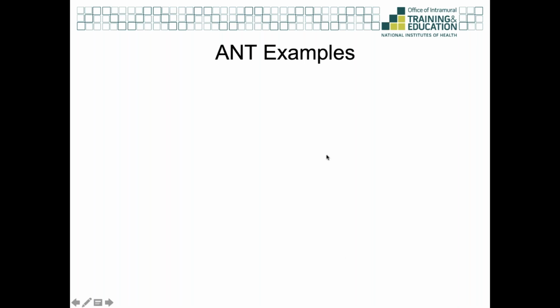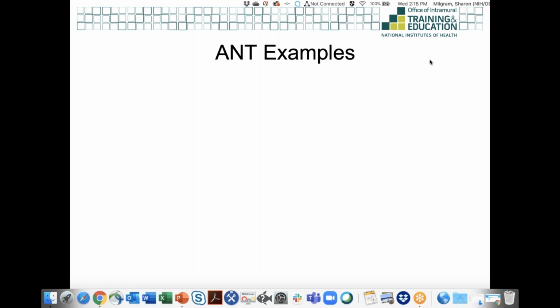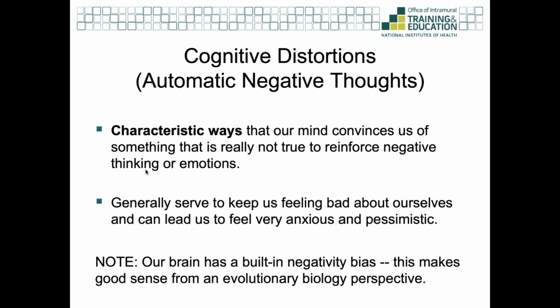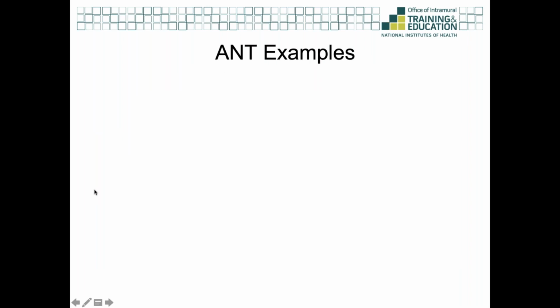I'm going to try something I have never tried before, and I don't know if it's going to work, but we're going to try. So I'm going to unmute everybody. And what we're going to do is walk through these examples. It is not helpful for me to tell you there are characteristic ways that your mind convinces you that things are worse than they really are. That's nice to know, but that doesn't give you any tools to work with. The important thing here is that there are characteristic ways; we know a lot about these cognitive distortions or automatic negative thoughts.